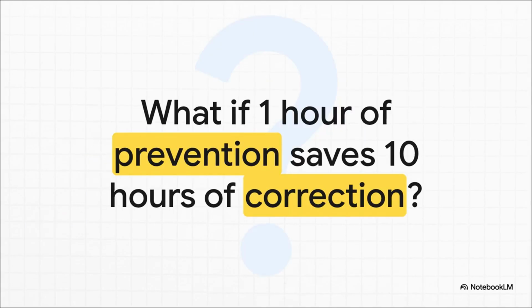So, I'm going to leave you with this one question to think about. As we've seen, almost all of these denials are born from simple errors made right at the beginning. What if investing just 1 extra hour in prevention, in double-checking those details before a claim goes out the door, could save you 10 hours of chasing down denials on the back end? Because that right there is the real secret to winning the denial management game.